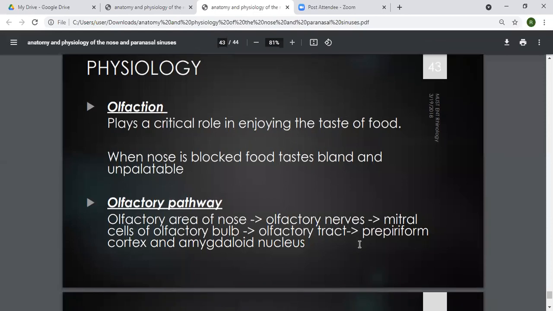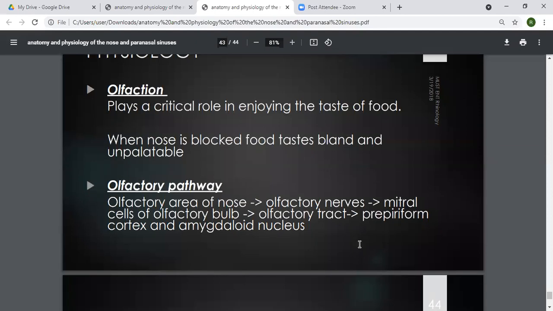So the other thing is olfaction, which again, if someone is not able to smell food, they will not be able to enjoy the taste of food, because olfaction plays a role in the sense of taste. That's why when someone has a blocked nose or they have flu, the taste of the food will not be as good as when they don't have this.